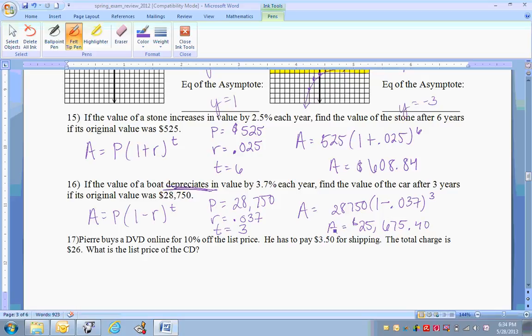Okay, so now looking at 17, it tells us Pierre's buying a DVD online for 10% off the list price. He has to pay $3.50 for shipping, and the total charge is $26. What is the list price of the DVD? Well, if he pays 10% off, that means he's paying 90% of the list price.